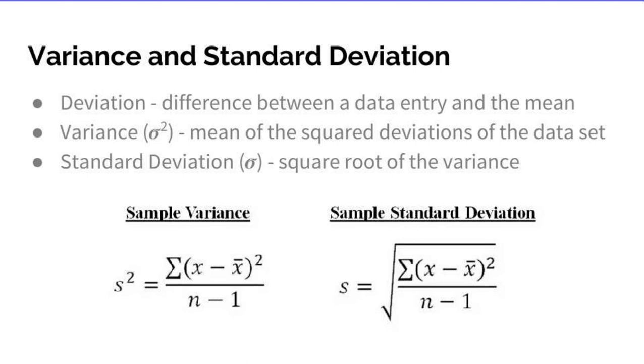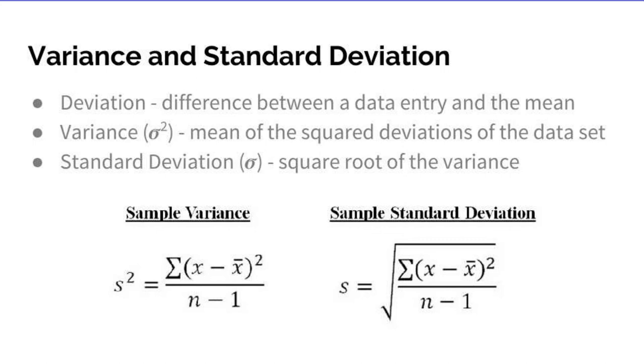Okay, then we have variance and standard deviation, and they both kind of measure the same thing. All right, deviation is the difference between a data entry, so any point in our data. So if we have people's test scores and somebody got a 77, so the difference between 77 and the mean or the average test score, all right, that is called the deviation. And then we can look at two different things with deviation. We can look at variance and we can look at standard deviation.